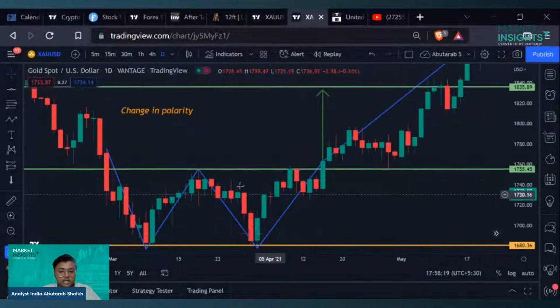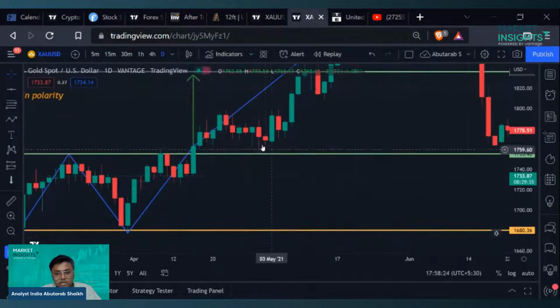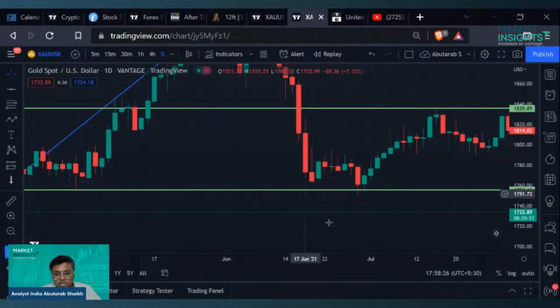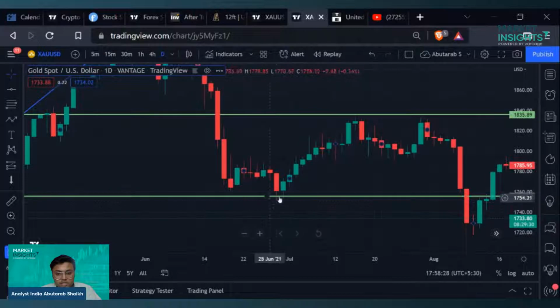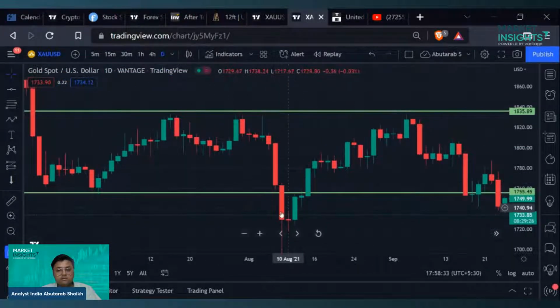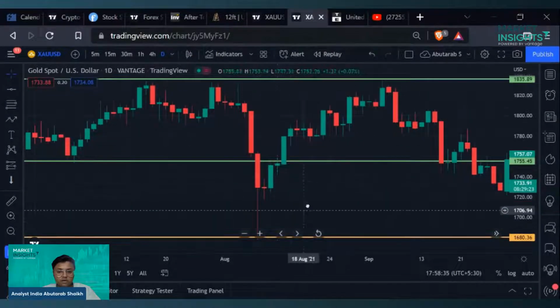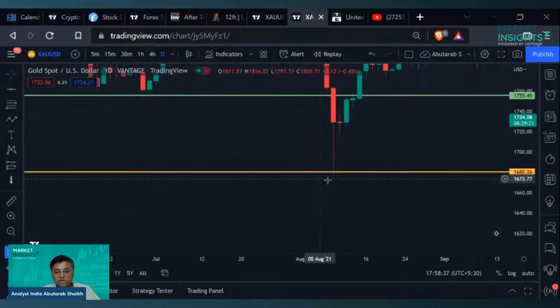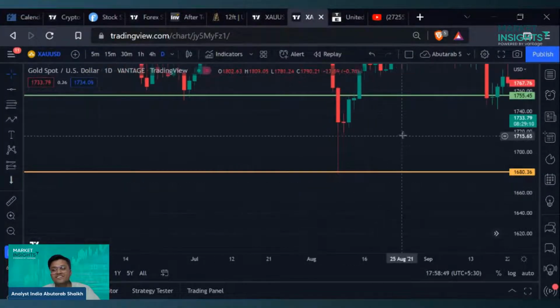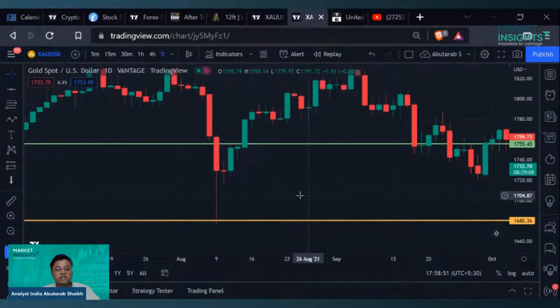In this case, the resistance at this point has become support at this point. Again, support at this point, support at this point. This is a wick, so you can consider it. Now this is a breakdown from this point, where it has taken support in the 1680 zone. How precise can something happen in the market? How easy it is to predict the market? Actually, it is not easy. Otherwise, you would all earn good profits. But it is not usually the case.